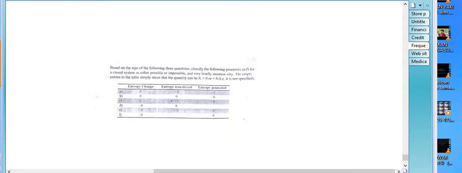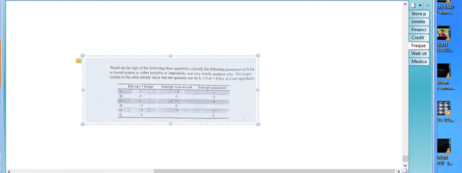The question: based on the sign of the following quantities, classify the following processes A to F for a closed system as either possible or impossible, and very briefly mention why. The empty entries in the tables simply mean that the quantity can be 0, greater than 0, or less than 0 if it's not specified. So that is the question. Let's go and solve and see. So we will start with the solution.